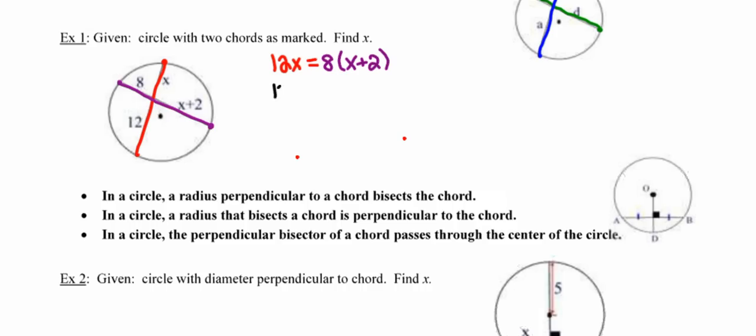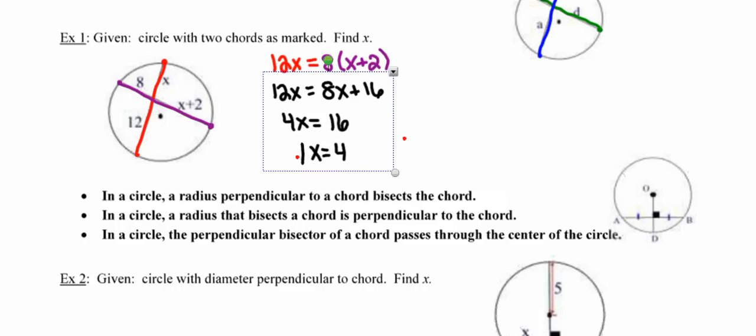So now distributing on the right-hand side gives me 8x plus 16. Subtracting 8x from both sides tells me that 4x is equal to 16. And then lastly, dividing both sides by 4 yields x is equal to 4. Since they were asking me to find x in the problem, I know that I'm finished. So that's the first relationship you need to be very comfortable working with in a circle.